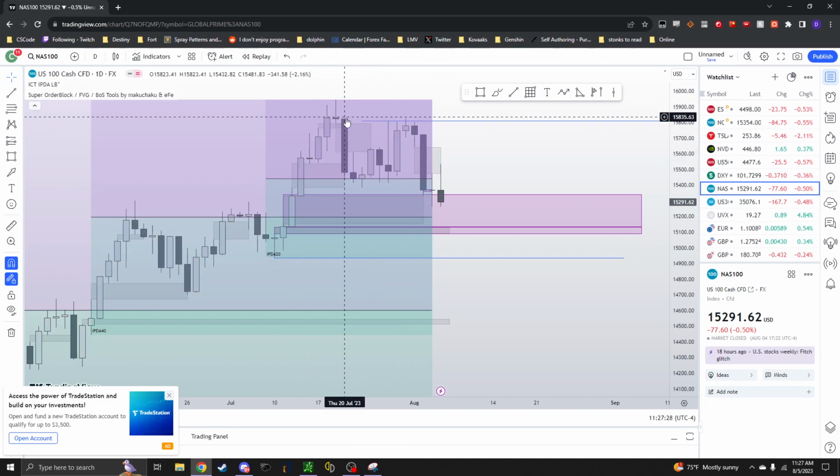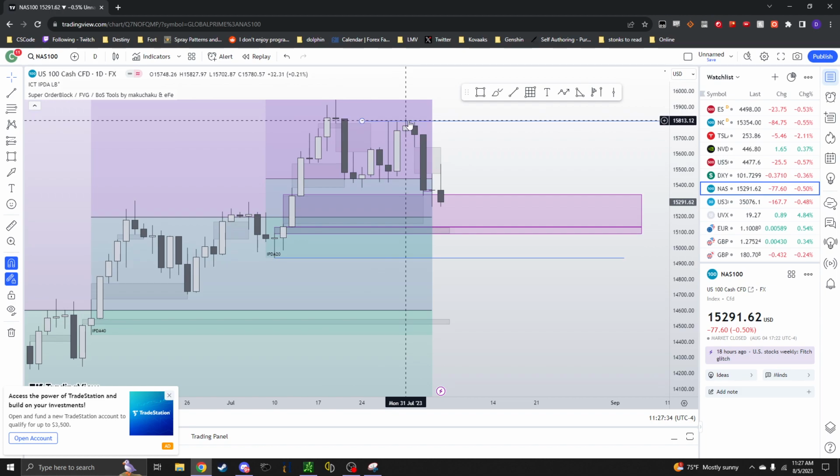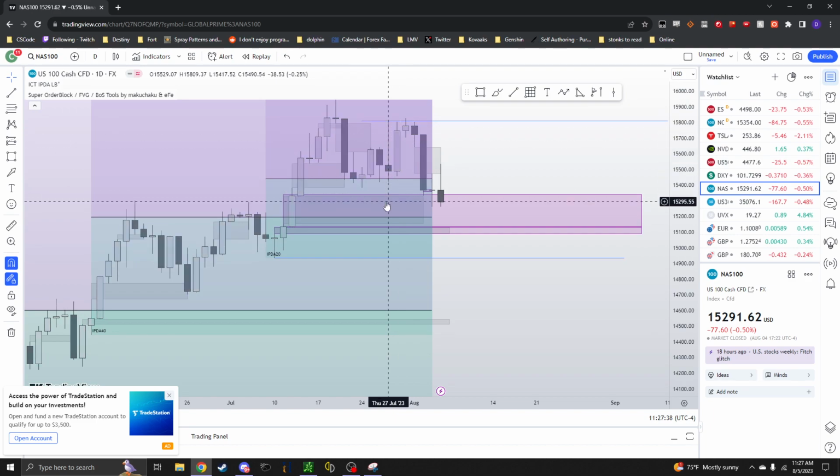The market does not need to come up to these highs yet. It might in the future, but it doesn't need to right now. The market is currently at a premium. Well, it was at a premium.